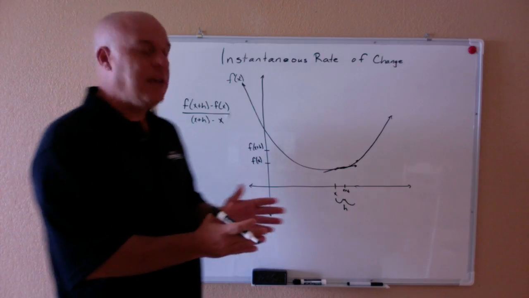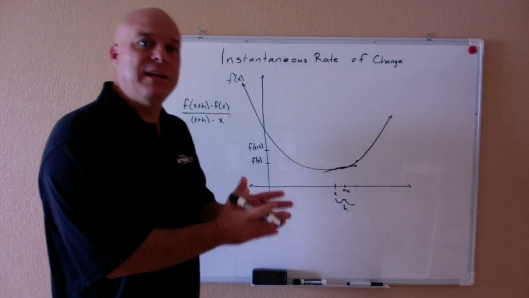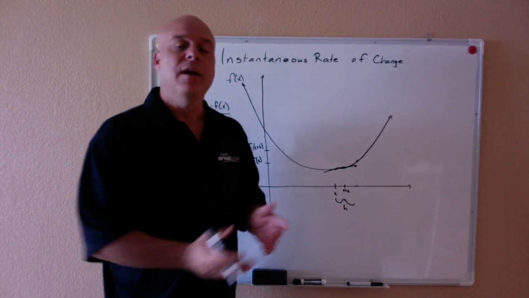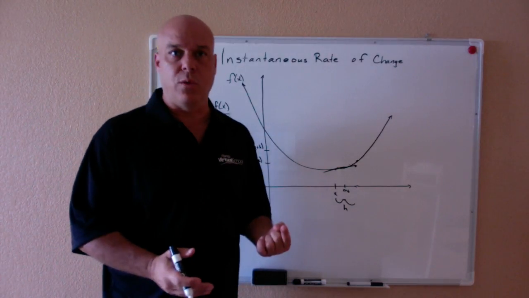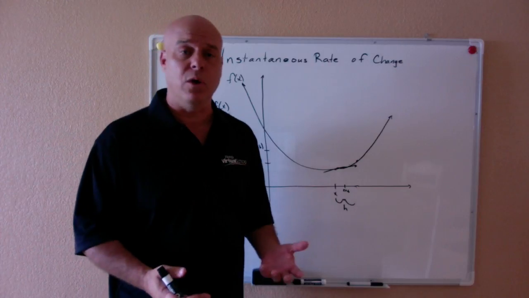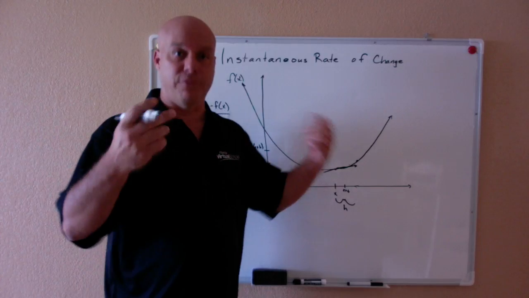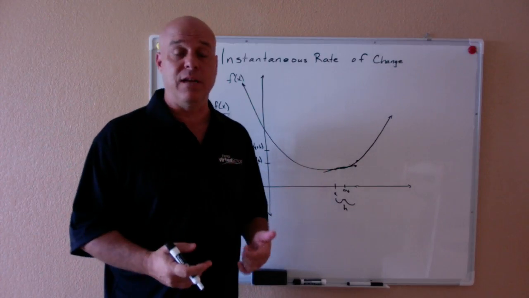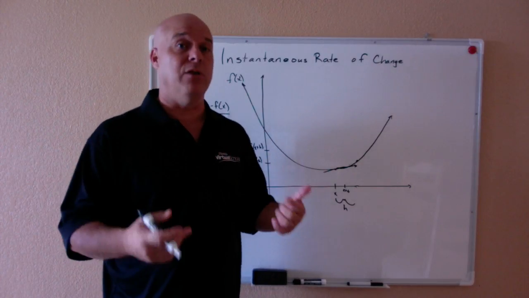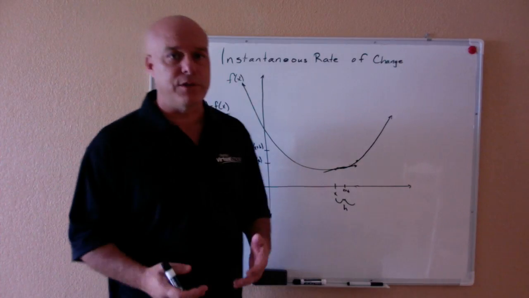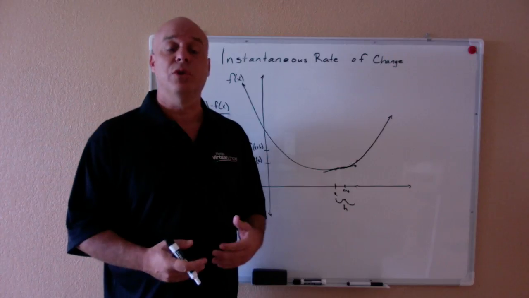But I can't get those 2 points to be exactly the same. If I get those 2 points to be exactly the same, then I'll only have 1 point to work with. And if I only have 1 point to work with, then I can't use my slope formula. I can't use the difference in the y values divided by the difference in the x values because I have the same x values and I have the same y values. So to resolve this issue, we're going to use limits.